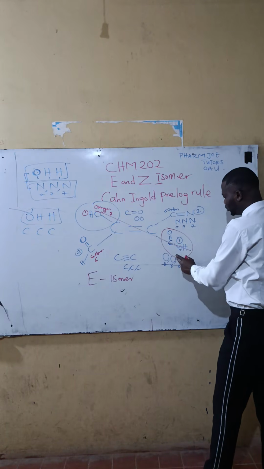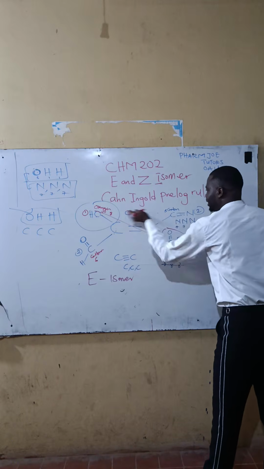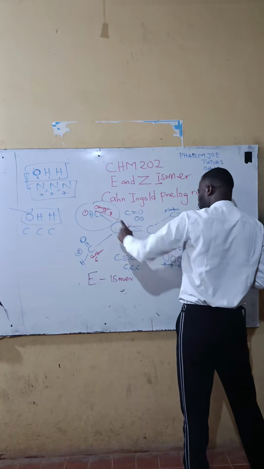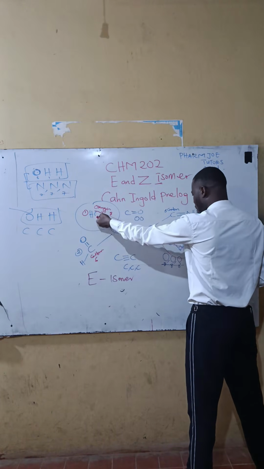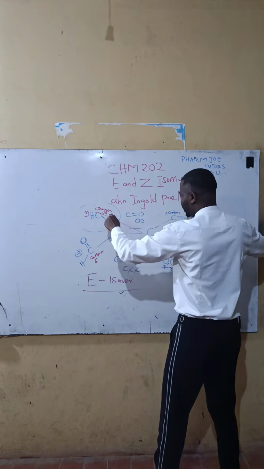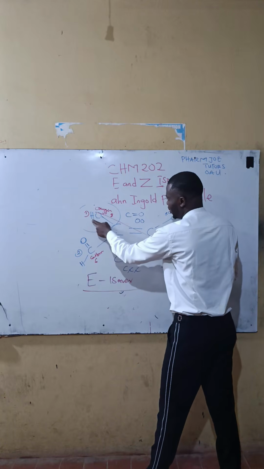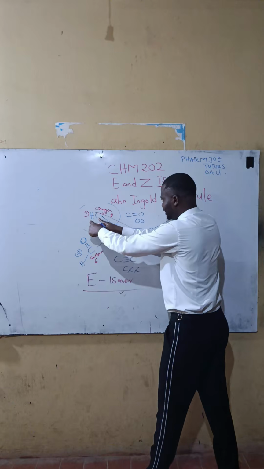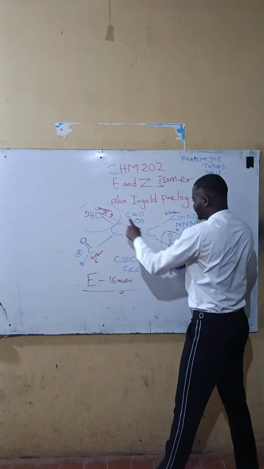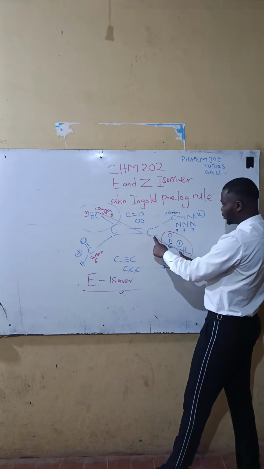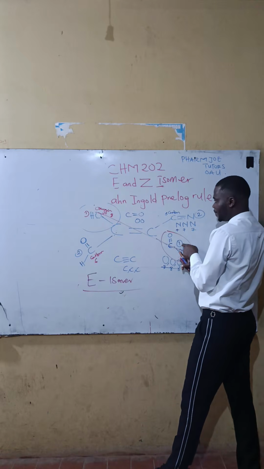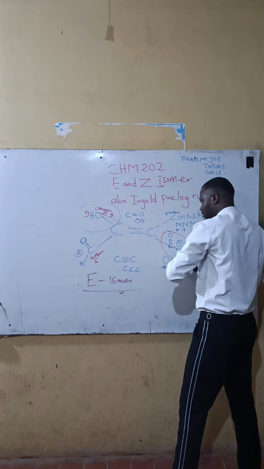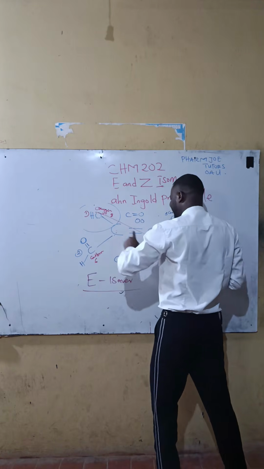But if the two priorities are on the same side, we call it what? Z. But in this case, because they are not on the same side, this is here up and this is here. If you take a look at it, this is where we have our priority. This one was oxygen, this one was carbon. We give priority to this one. This is the priority on this first olefinic carbon. On the second olefinic carbon, we got this to be our priority. This is one, this is one. So if it's going to be E isomer, it means that they are trans to each other, or they are far apart.